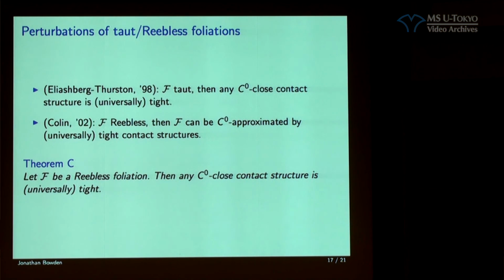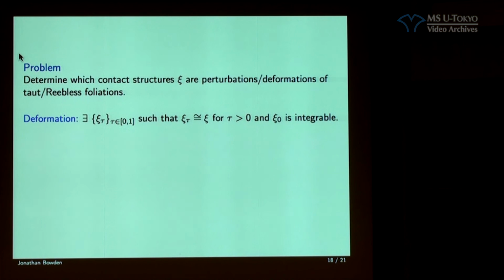So, good. If I ask the question, what contact structures can approximate taut or Reebless foliations, or even be deformations in this nicer sense, that you have a one-parameter family starting with an integrable thing and instantaneously becoming contact and being isotopic to your given contact structure, you have restrictions on those contact structures given by the previous things. They have to be universally tight.